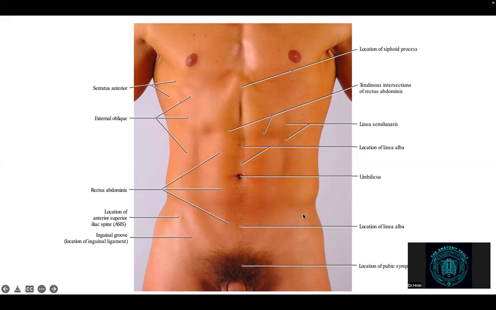Okay, let's quickly review the key points. The umbilicus is located at the T10 dermatome and the L3, L4 level. The Linea alba extends from the xiphoid process superiorly to the pubic symphysis inferiorly. The highest point of the iliac crest corresponds to the L4 vertebral level. The semilunar line marks the lateral border of the rectus abdominis muscle. The inguinal groove indicates the location of the inguinal ligament.